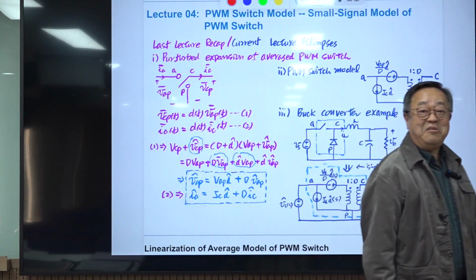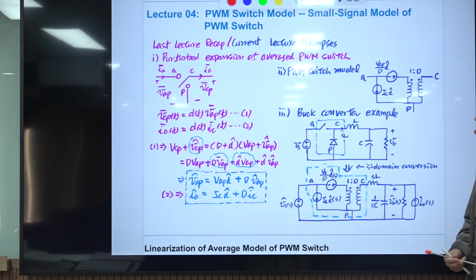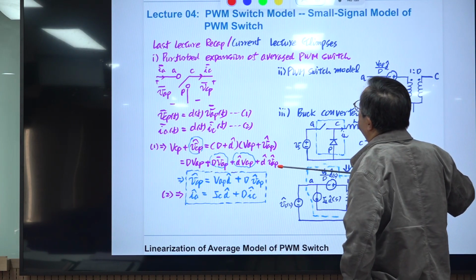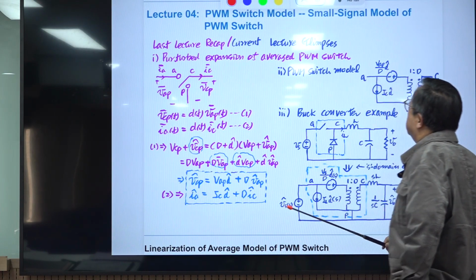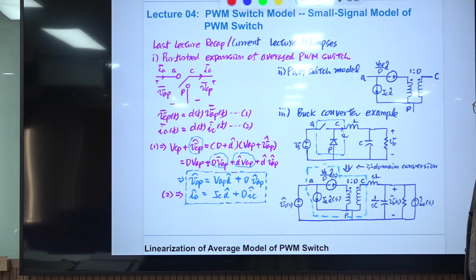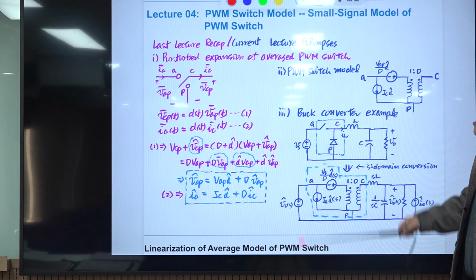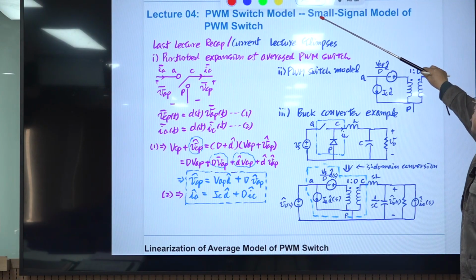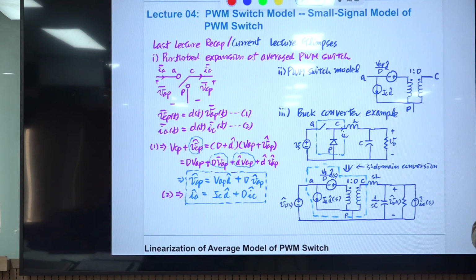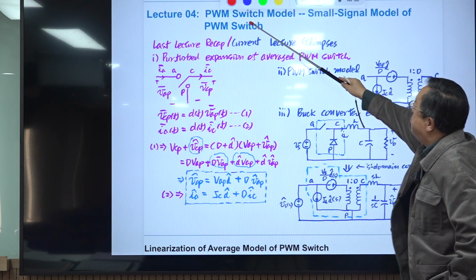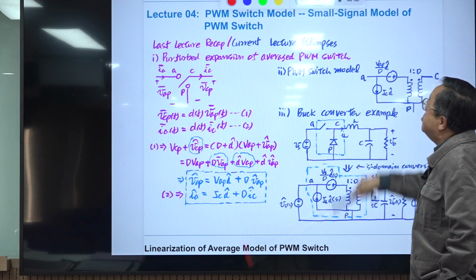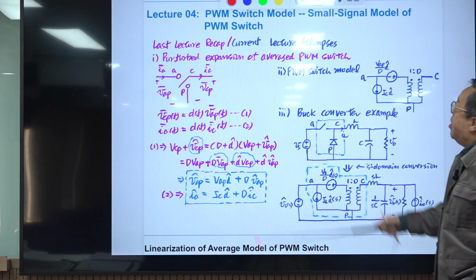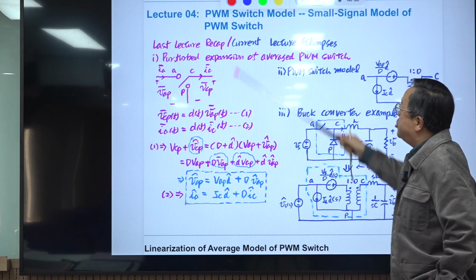Hi, I'd like to proceed with lecture number 4. The subject of lecture number 4 is the PWM switch model, which refers to the small signal model of the PWM switch. This model was developed by Dr. Poporian, and he named it in his paper the PWM switch model. He coined this term, so it is considered a proper noun, PWM switch model.